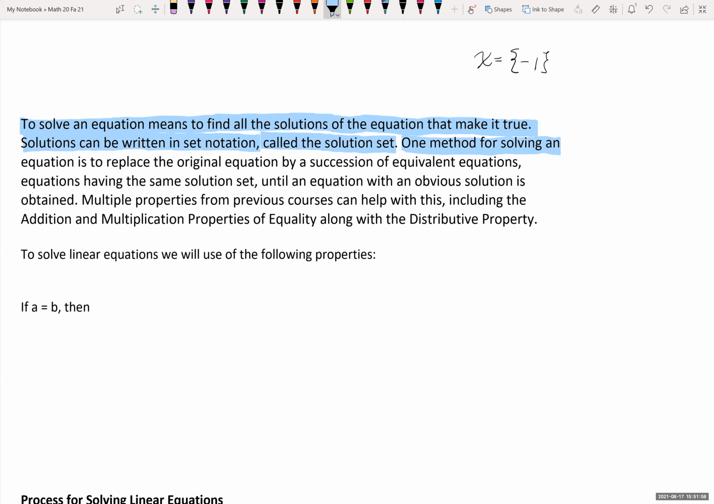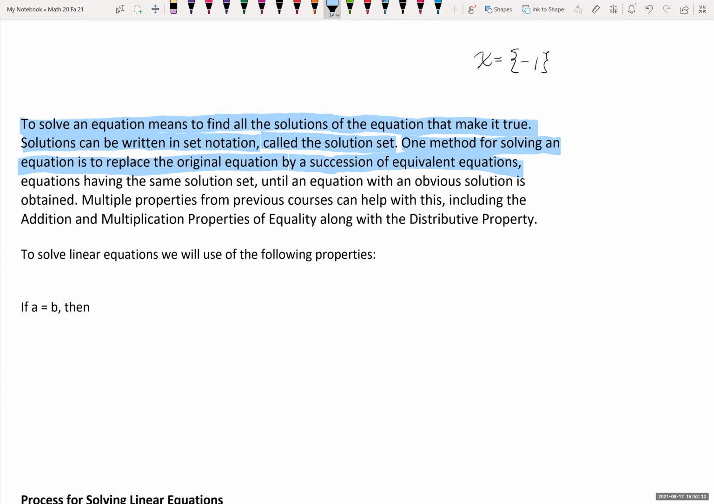One method for solving an equation is to replace the original equation by a succession of equivalent equations. Equations having the same solution set, until an equation with an obvious solution is obtained.